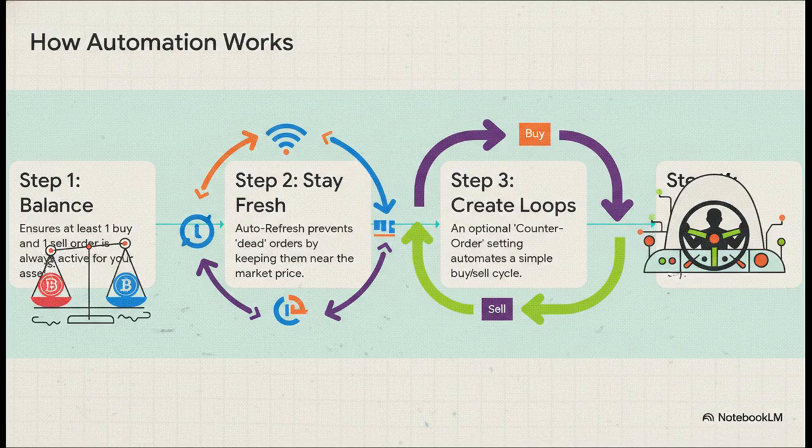Well, it's built on a few simple but really powerful ideas. First, it maintains balance, making sure you always have a buy and a sell order working. Second, it stays fresh. The auto-refresh mode gets rid of old orders that are way off the current price. Third, you can set up counter orders to create these automatic trading loops. And maybe most important of all, you are always the pilot. You can jump in and manually place or cancel an order anytime you want.